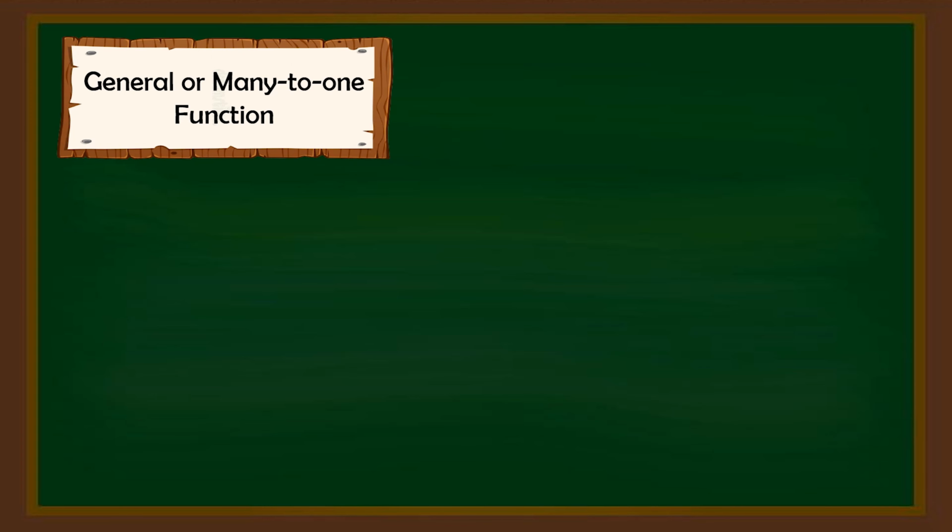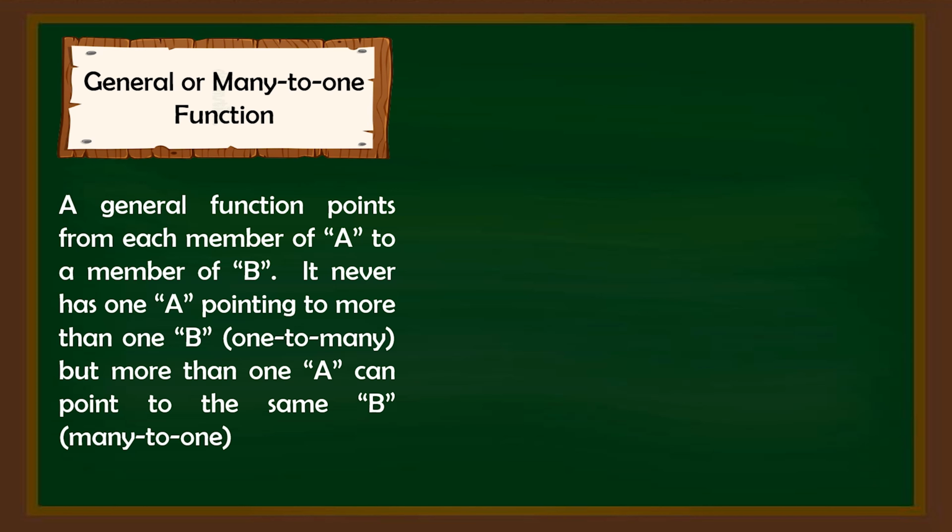Let us explore the general or many-to-one function. A general function points from each member of A to a member of B. It never has one A pointing to more than one B, or one-to-many, but more than one A can point to the same element of B, or many-to-one. That is why it is called many-to-one function, because two or more different inputs can point to the same output. Let's take a look with our example.